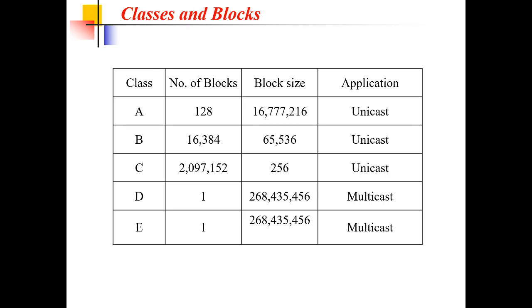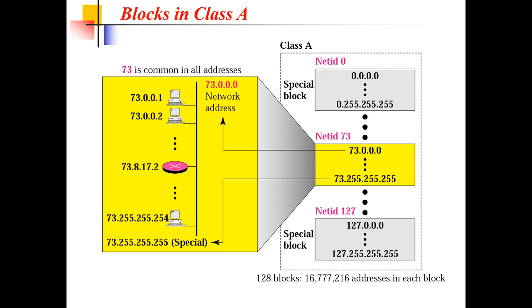Now let us see one by one, blocks in class A. See here, for class A, we have seen that there are 128 networks. So here it is shown net ID 0, meaning your class A network starts with net ID 0. In that you will have the first address 0.0.0.0 and the last address 0.255.255.255. So each block or each network will have so many hosts.